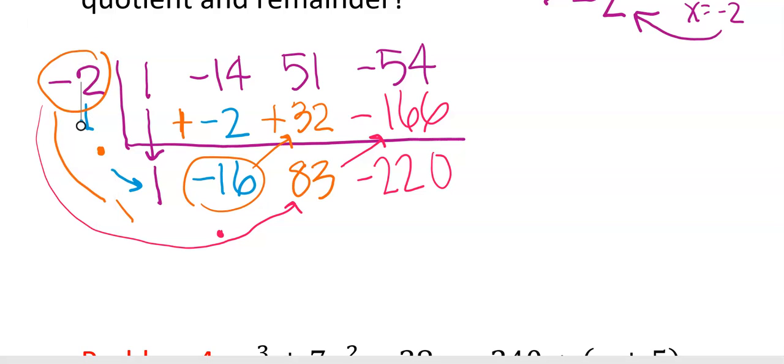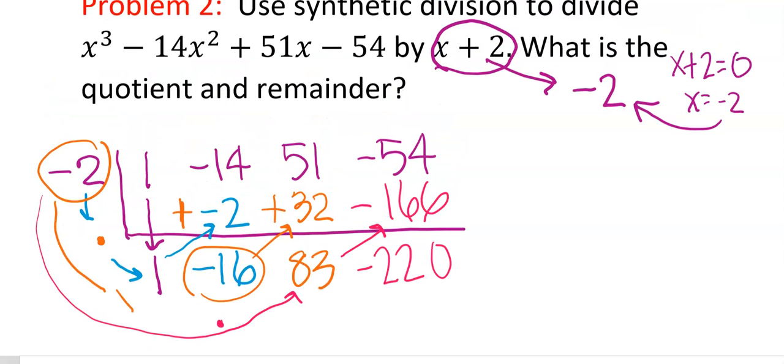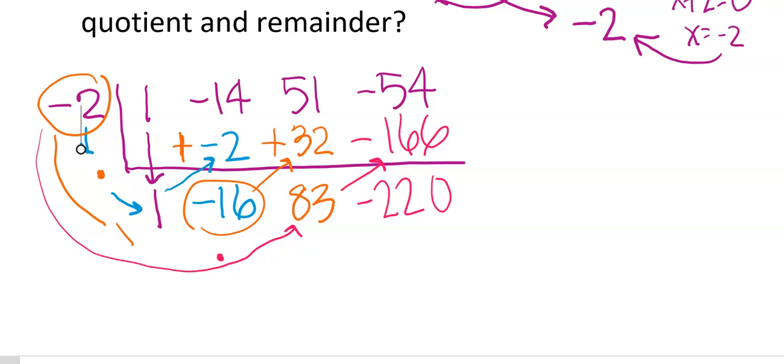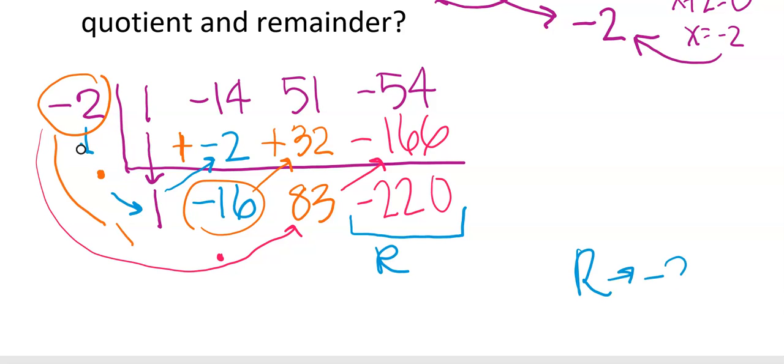So the next one, I'm not going to put all these arrows because it definitely is easier once you know where things go. Does that help when I multiply, put it there, multiply, put it there, multiply, put it there? Then you add. Now, the question says what's the quotient and what's the remainder. This last number right here is your remainder. So I'm going to put remainder negative 220.